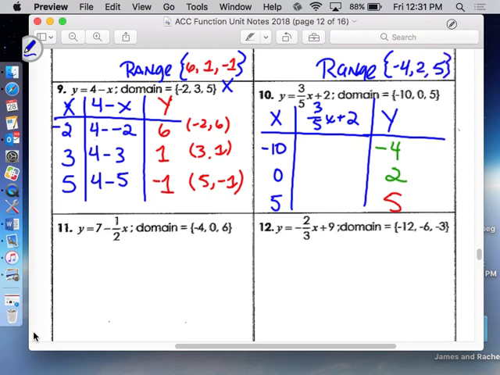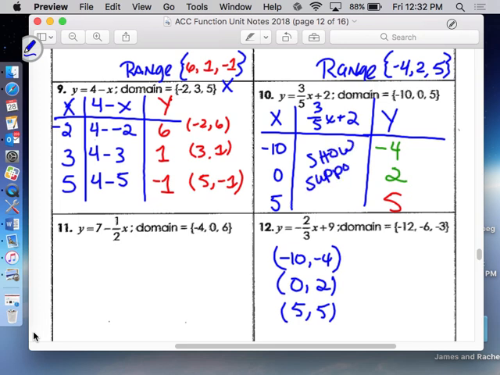If I had to plot points, I would plot the point -10, -4. I would plot the point 0, 2, and I would plot the point 5, 5. Even though you were not asked to do that, you would be able to. So you need to show your support work, because the ability to get through this without errors becomes really important.